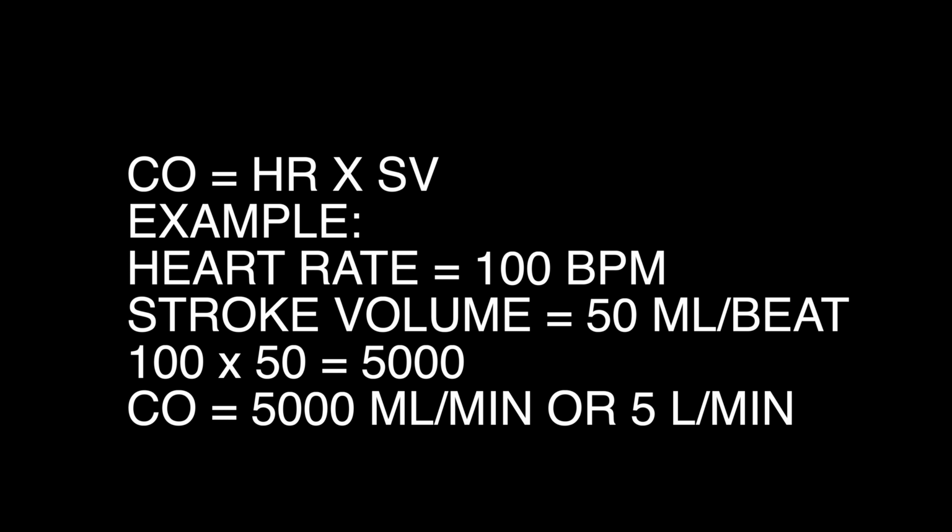This is an example of how to obtain the cardiac output. Heart rate times stroke volume. For example, if the heart rate is 100 and the stroke volume is 50, multiply 100 by 50 equals 5,000 milliliters, which is 5 liters.